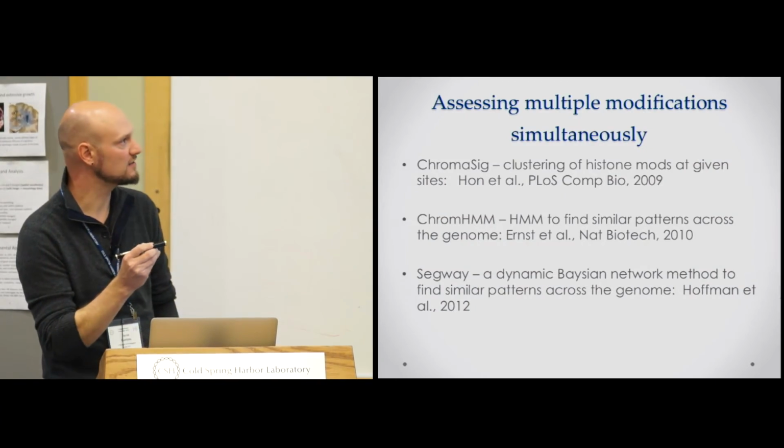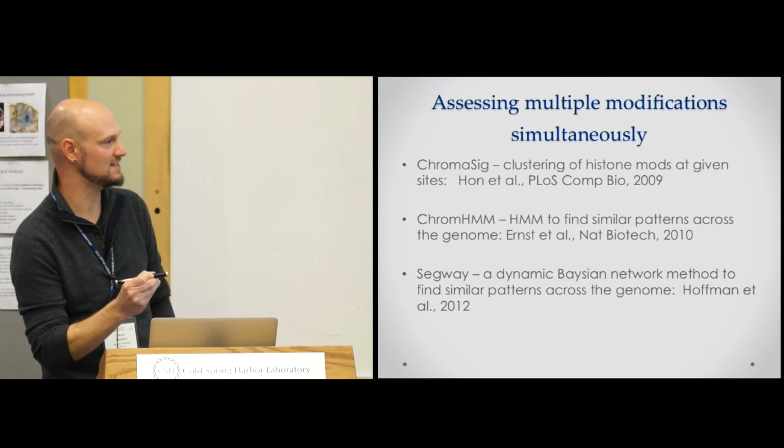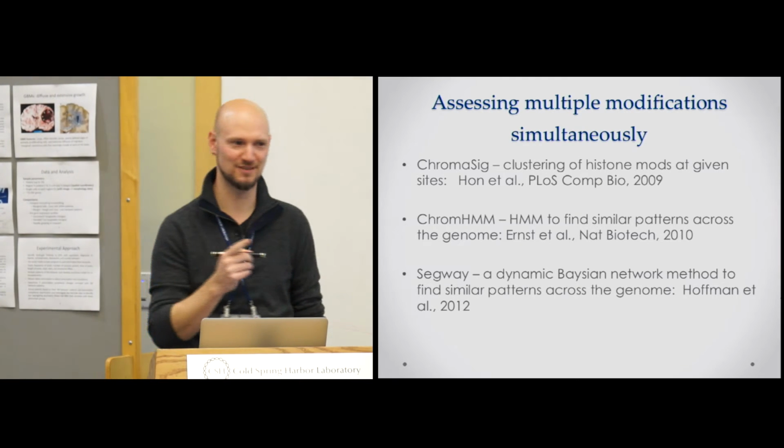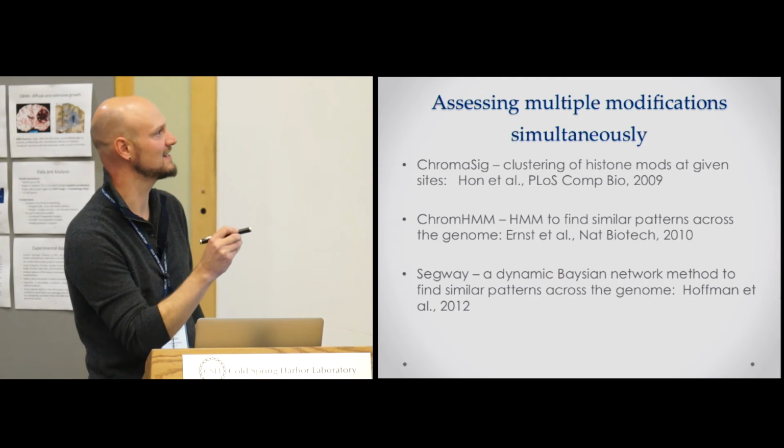ChromHMM is a hidden Markov model. You guys have talked about that. Segway is a dynamic Bayesian network method, which I think is what hidden Markov models are based on, but I'm sure that someone else can speak to that better than I can.